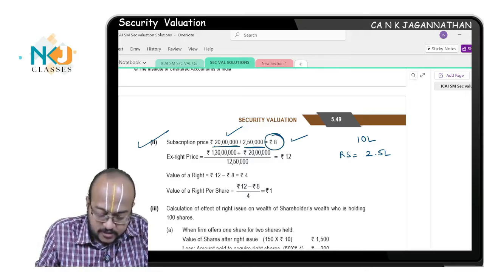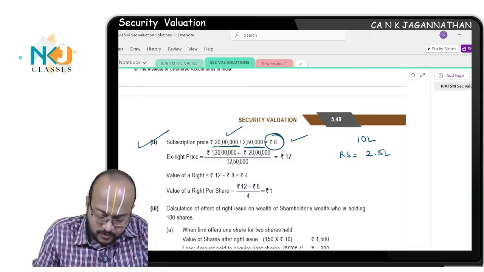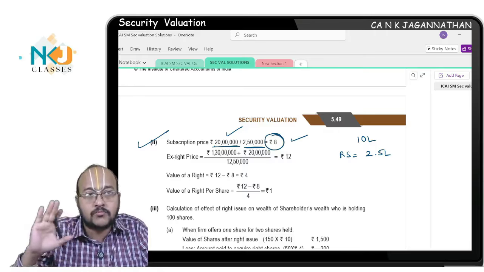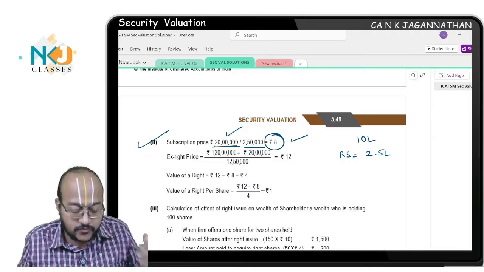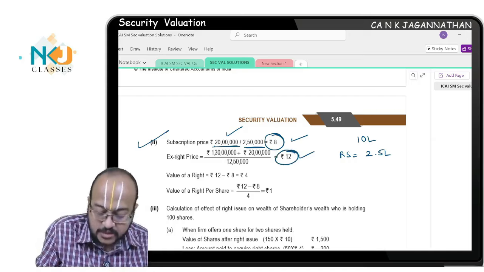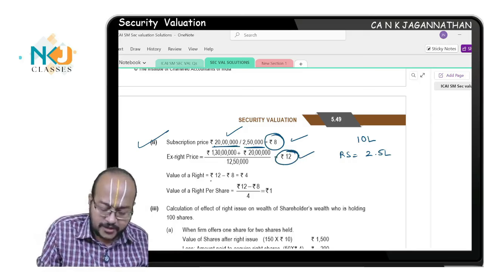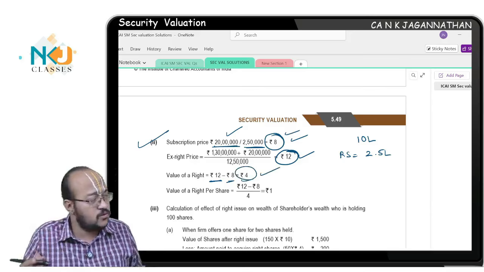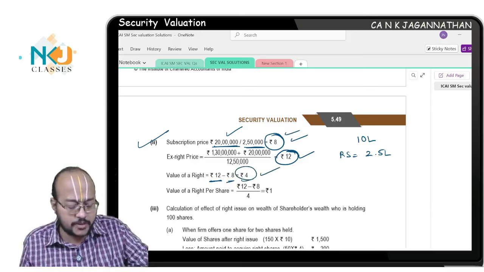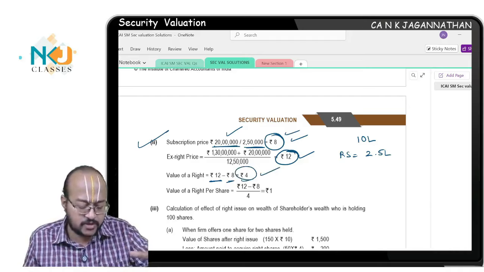The ex-rights price is nothing but 1,30,000 plus 20,000, same computation. The denominator, the new number of shares, will be 10 lakh old shares, which means existing shares, plus new shares of 2,50,000. You will get the new ex-rights price of 12 rupees. Value of right, ex-rights price minus subscription price, you will get 4 as value. But this is on a total basis. If you want to compute per share basis, very simple.